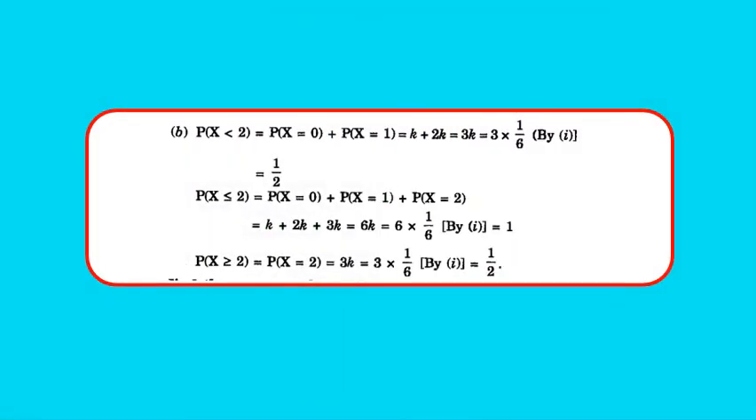Now P(X < 2). So we have P(X=0) plus P(X=1), which is k plus 2k, 3k, and k is equal to 1 upon 6. So we get 1 upon 2. P(X ≤ 2): it will be P(X=0) plus P(X=1) plus P(X=2). So putting the values, it will be k plus 2k plus 3k, which is 6k, and putting the value of k, we get 6 into 1 upon 6, that is 1. And P(X ≥ 2): P(X=2) will be 3k. So putting the value of k, we get 3 into 1 upon 6, that is 1 upon 2. Clear? So pause and note down the solution.